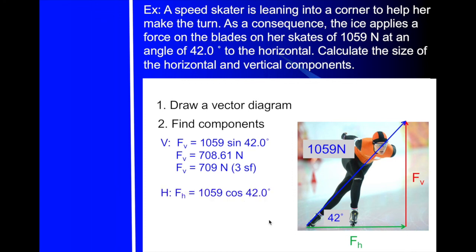In order to find the horizontal, we would use the same angle here, but this would require us to use cosine. So cosine of 42 degrees equals F sub h divided by 1,059 newtons. When we solve for F sub h, we would get this equation here, and we would get an answer of 787 newtons, which is 3 significant figures.